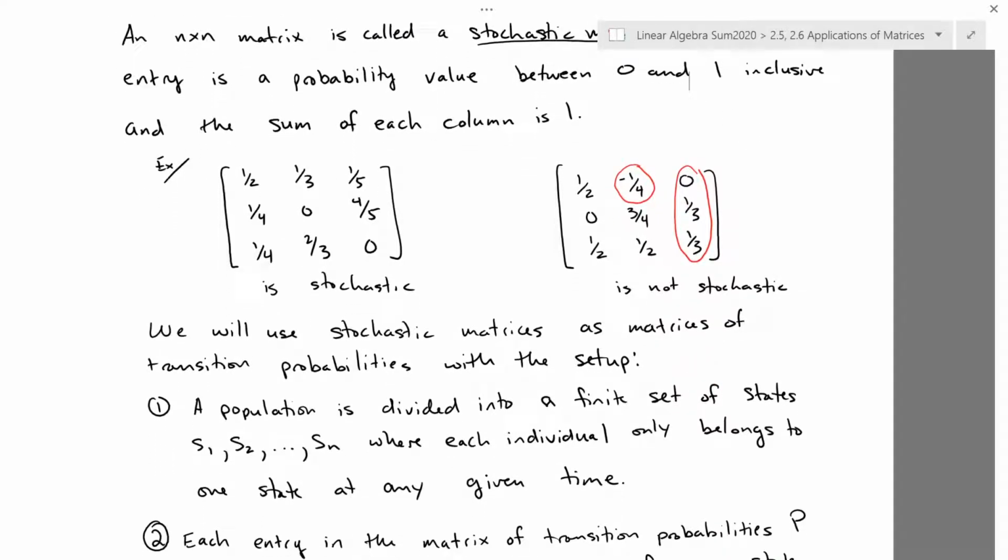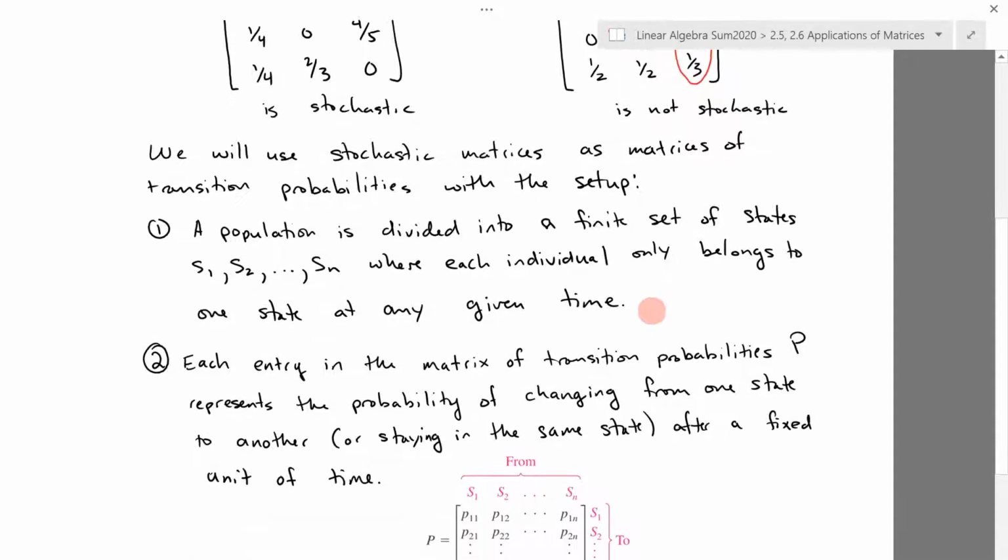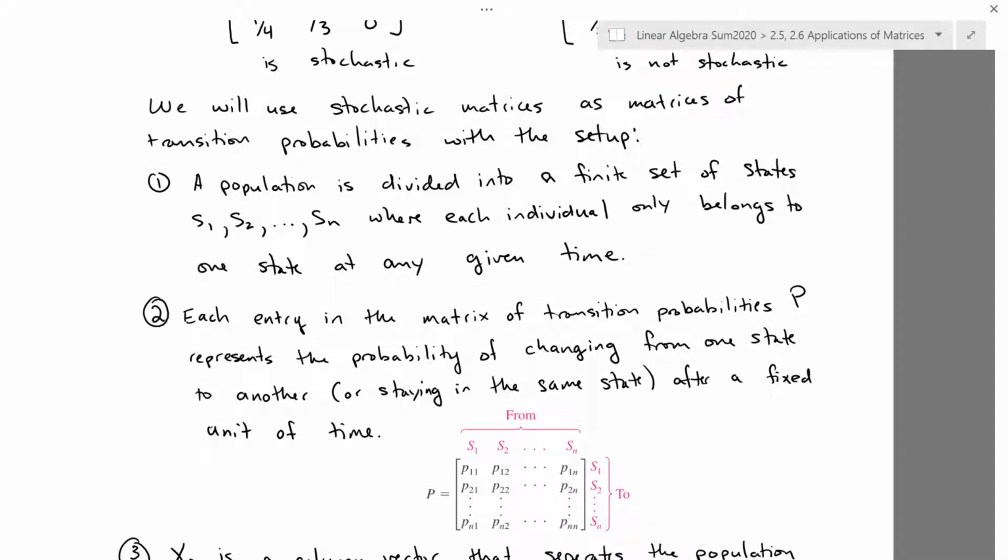So what we're going to use stochastic matrices for is essentially they're going to represent transition probabilities, which will allow us to calculate how a population changes over time. So the setup for the situation is the following. Firstly, we're going to have some given population which is divided into a finite set of states, which we'll call S1, S2, up to Sn, and each individual in the population only belongs to one of the states at any given time.